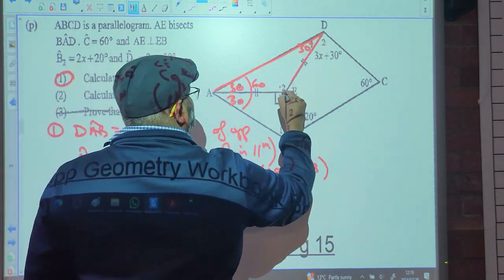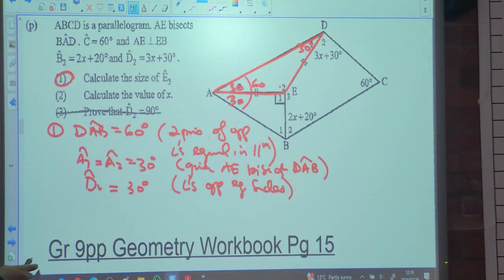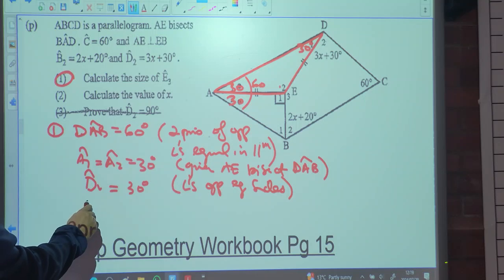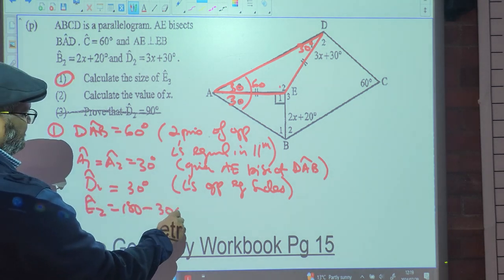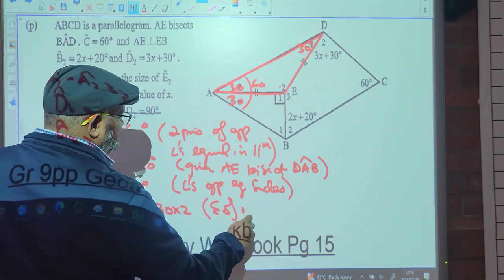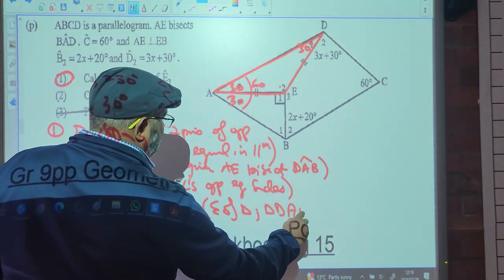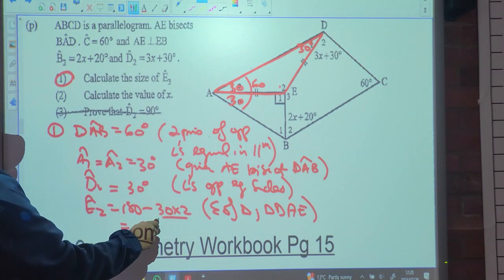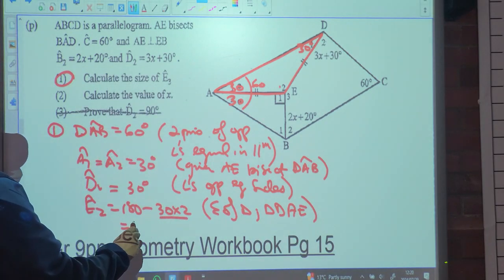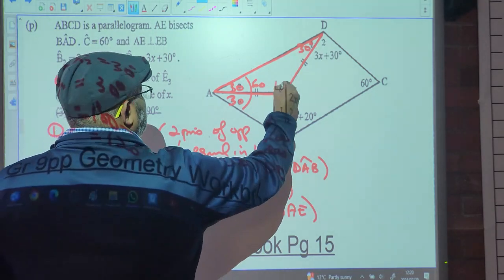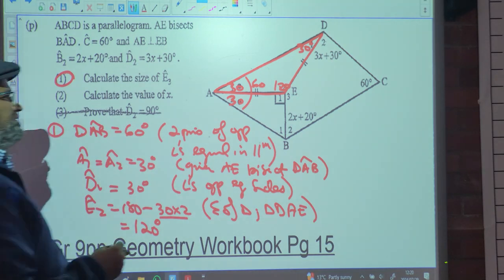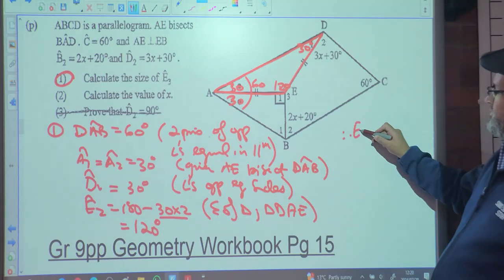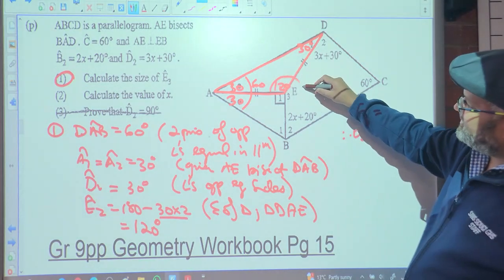Now we can go with sum of triangles, which gives me E2 is equal to 180 minus 30 minus 30. Sum of triangles, in this triangle DAE, which gives me 60. 180 minus 60 is 120. Have I answered the question? No. Therefore, E2 is equal to 120.